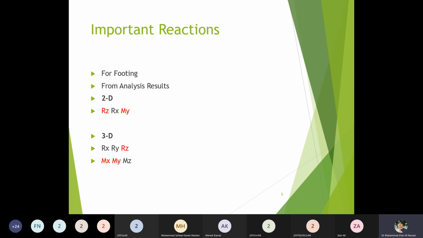These reactions are reversed for computing the area of the foundations. Normally we get the area only from the Rz reaction. The vertical reaction is mainly the key reaction that is to be used for computing the area of the footing.